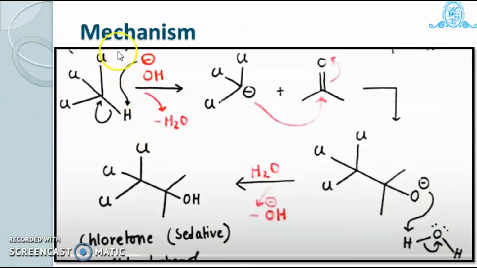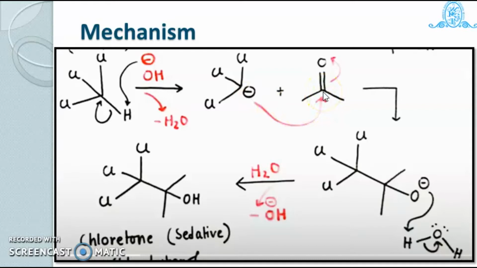Let us see the mechanism involved in this reaction. The mechanism is a nucleophilic addition reaction, where potassium hydroxide acts as a base and catalyst. KOH takes a proton from the chloroform to form trichlorocarbene, which is highly unstable and reactive. Then it acts as a nucleophile which attacks the carbonyl carbon of the acetone.